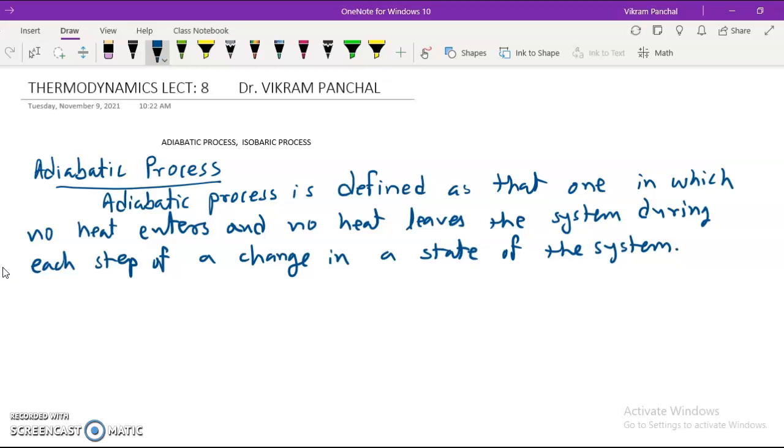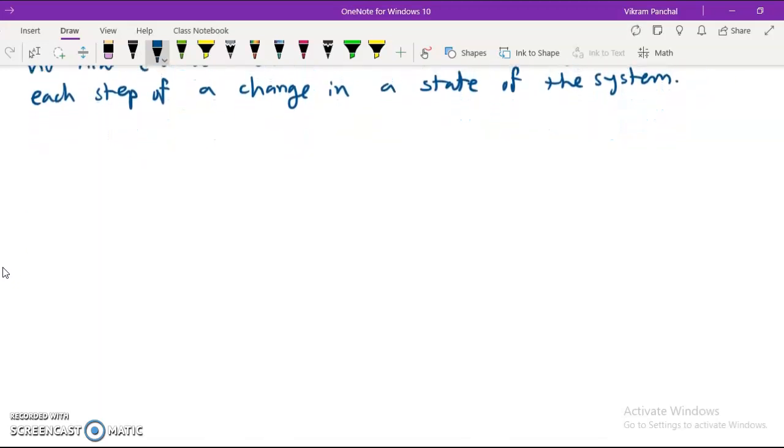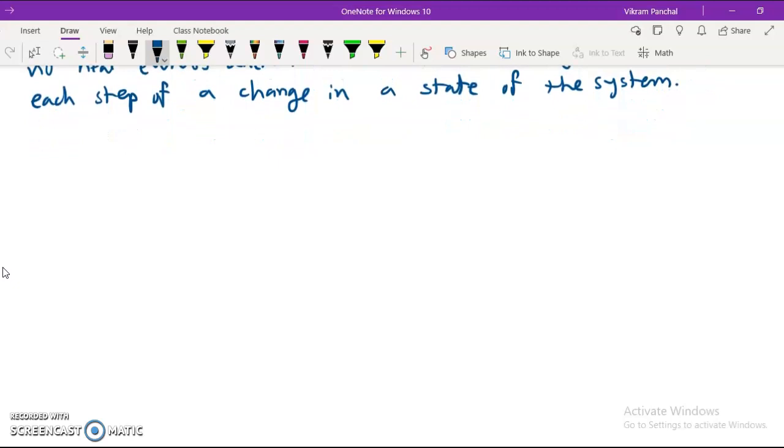That means you cannot remove energy or you cannot add energy in a system. That is called adiabatic process, and therefore heat changes will be zero. So dq is equal to 0. This is possible only in isolated system, where exchange of energy and matter is not possible. That is isolated system, and the example is thermos.